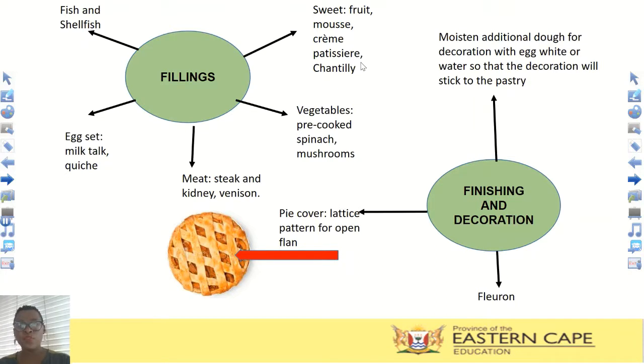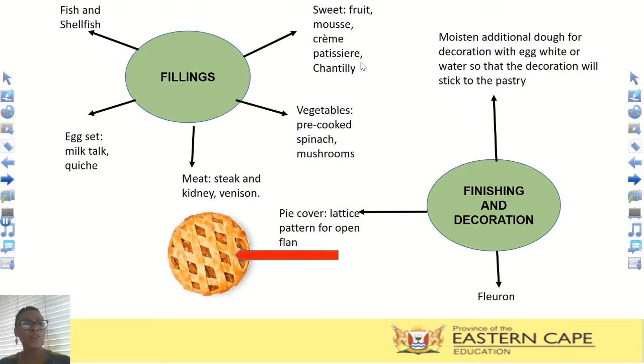Your vegetables, you can use pre-cooked spinach and mushrooms. It's important that you must not have it raw. You must pre-cook it. Your meat, you can use steak and kidney, especially if you're making steak and kidney pies or your venison pies. You can use some pork. You can use mince, quite a large variety of meats.